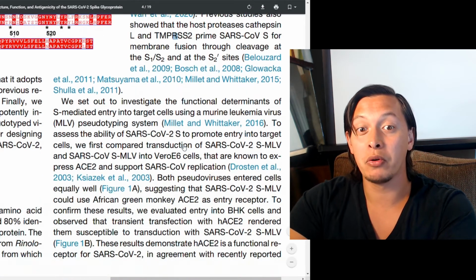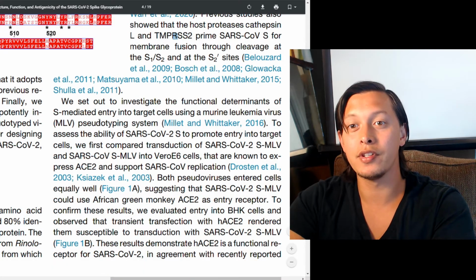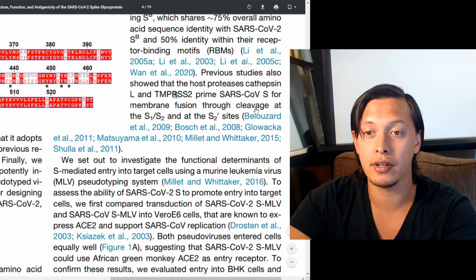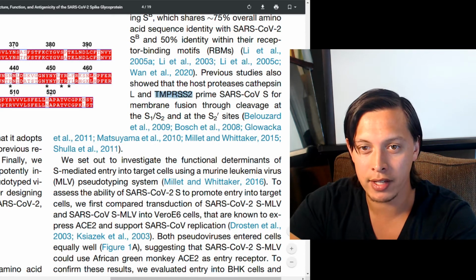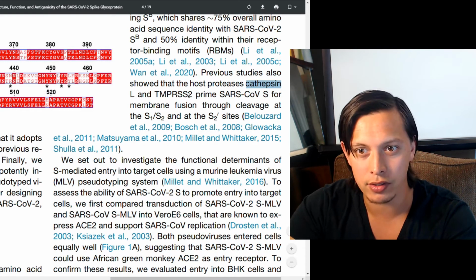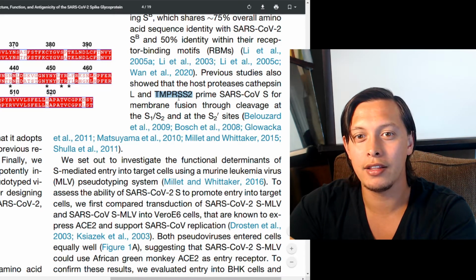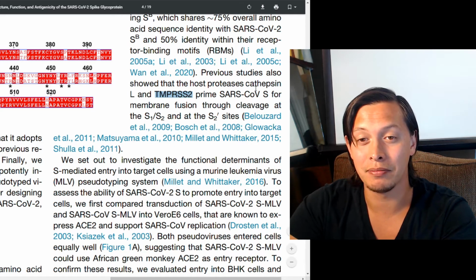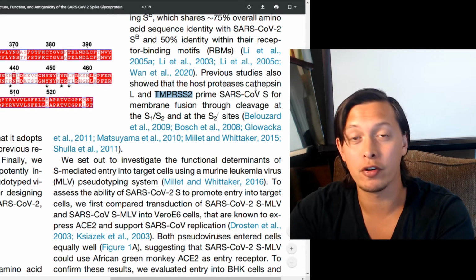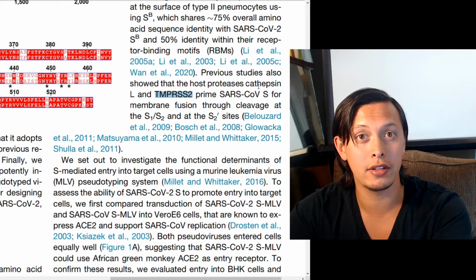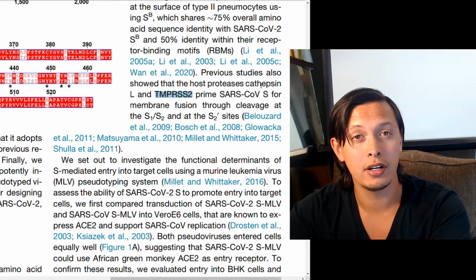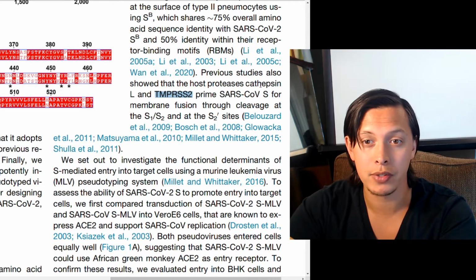But we will learn that in the case of this new coronavirus, these two specific proteases, which are found in the lung tissue and in only a few cells, are not necessary for breaking apart the new SARS-CoV-2 spike protein. So just keep that in mind.